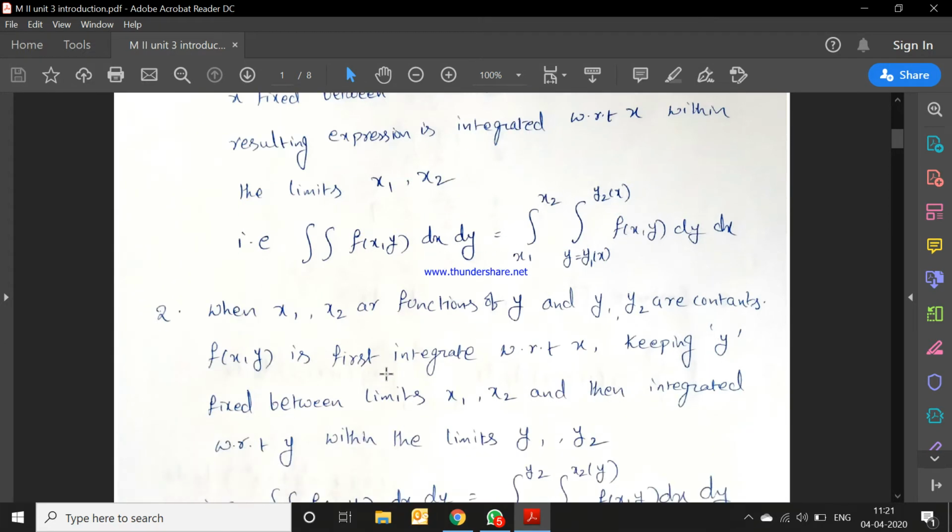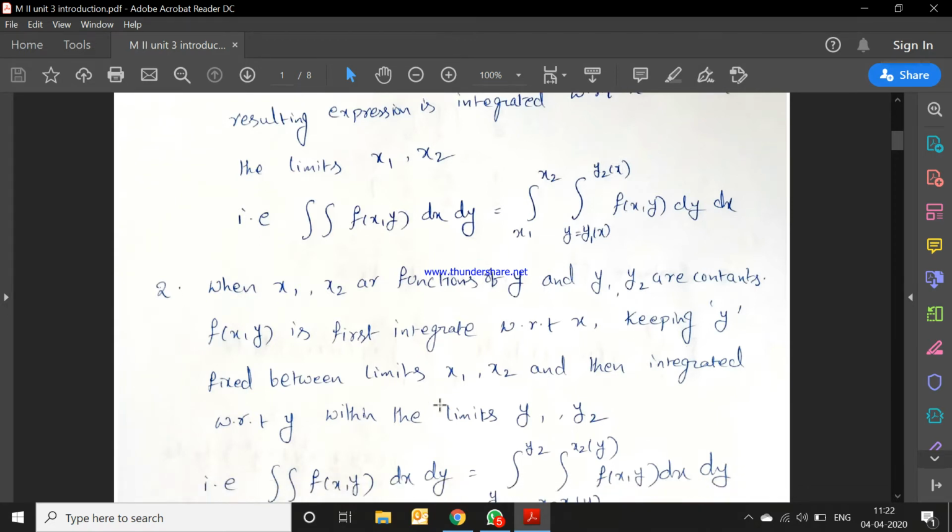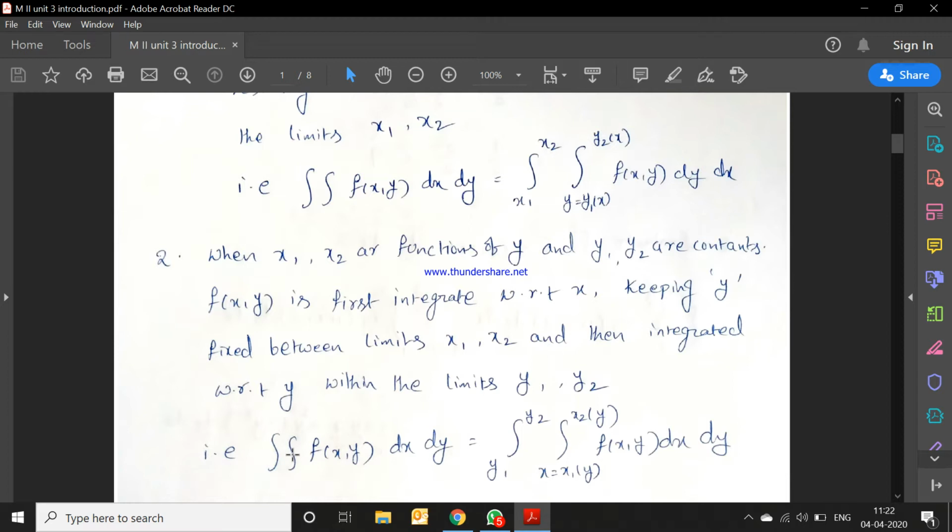The second method is when x1, x2 are functions of y and y1, y2 are constants. F of x comma y is first integrated with respect to x, keeping y fixed, between the limits x1, x2, and then integrated with respect to y within the limits y1 and y2. Here x is a function of y and y1, y2 are constants. So you can write the double integral f of x comma y dx dy is equal to integral y1 to y2, integral x1 of y to x2 of y, f of x comma y dx dy.